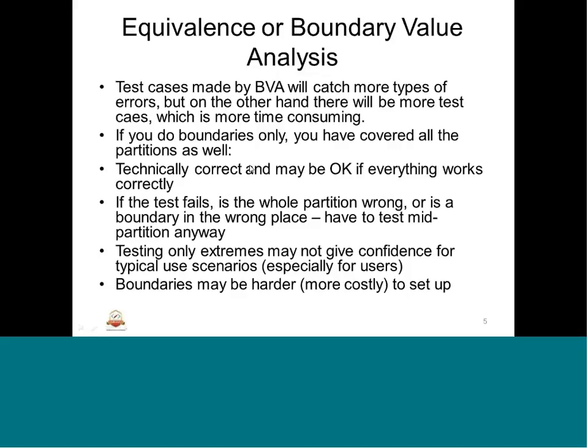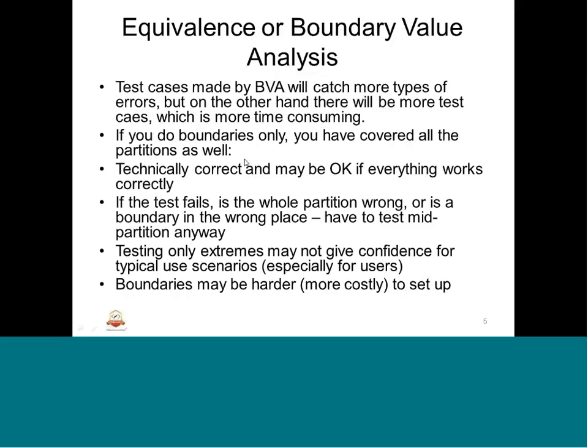What is said here is technically correct and may be okay if everything works correctly, if the boundaries only are selected. But the best practice is to have an intermediate value along with the boundary. That means you have 1 to 10 as a requirement input. It is good to have a boundary value analysis for 1 and 10 and an intermediate value such as 5. So how many test cases will we have? For 1, we have an upper boundary and lower boundary as two test cases. For 10, we have an upper boundary and lower boundary as 9 and 11, two more test cases, it will become 4, then an intermediate value, that is nothing but the fifth one. So totally 5 test cases for 1 to 10.